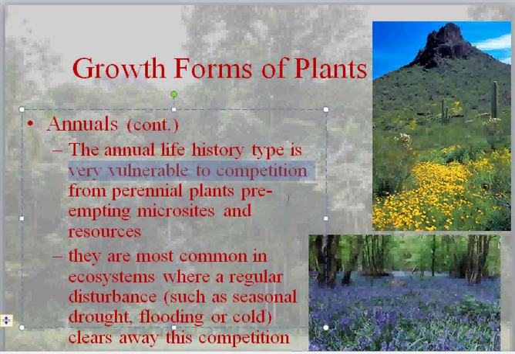These annual plants are most common in ecosystems where there's a regular disturbance, as I said. This is the desert plants. Now this is a more unusual example. This is up in England, and these plants which you see underneath a forest canopy here are bluebells.